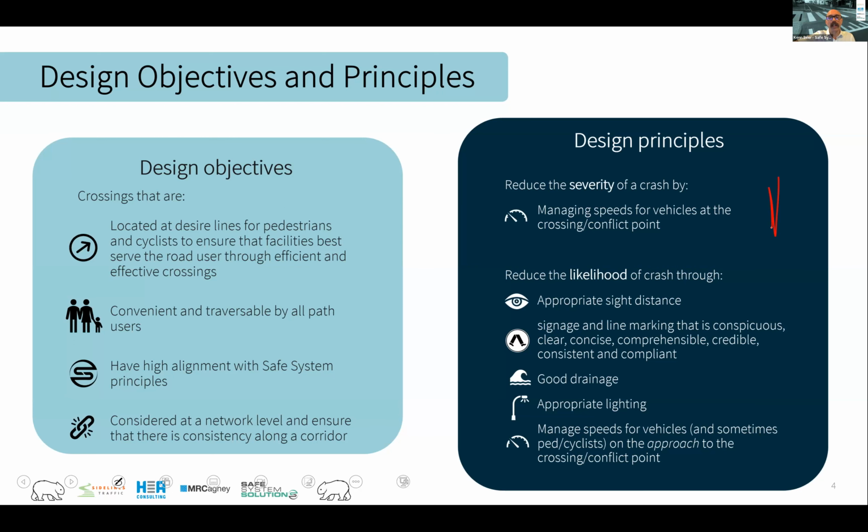And then, of course, the likelihood, which is what we've traditionally really focused a lot on. Have we got sight lines? Have we got good signage, which is conspicuous, clear, concise, comprehensible, credible, consistent, and compliant? That's the 7 C's of signs, I think. Is it 7? Yes. Good drainage, appropriate lighting, manage speed for vehicles. And sometimes we want to think about managing the speed for pedestrians and cyclists on the approach to the crossing point. That's going to link very heavily with sight lines in particular locations, but I will talk to that in detail.